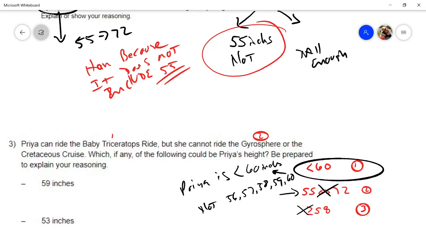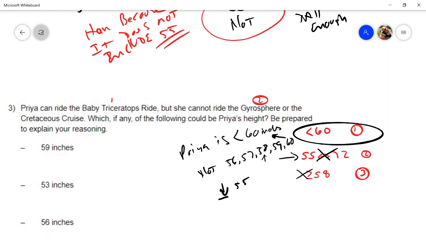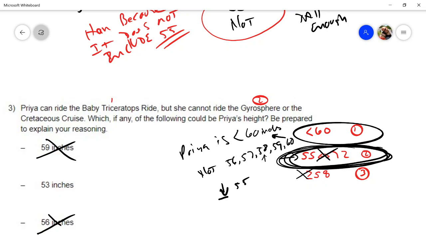And she cannot be greater than 58 or equal to 58, so that's fine there. So I would say that Priya has to be less than or equal to 55. And if we come over to our answers, well, she can't be 59 because that falls in between with number 2. She can't be 56 because that falls within number 2, the gyrosphere. So that means she can be 53. Ooh, that was a fun one. I like that one.